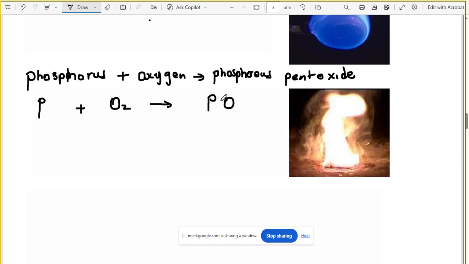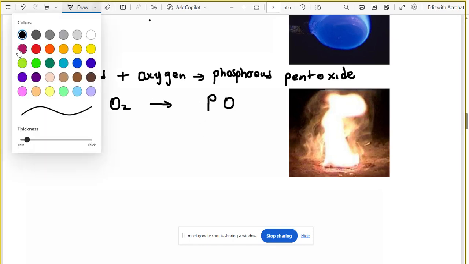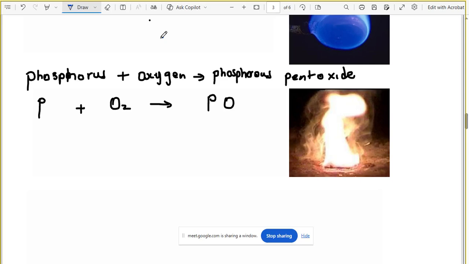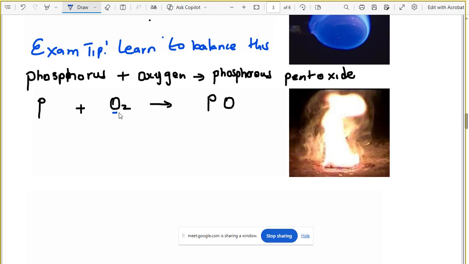PO. But now when I look at the equation, sometimes most times they'll need you to balance it. This is an exam tip: learn to balance this, okay? So if you learn to balance this, look at this. There are 2 oxygen this side, okay? And phosphorus pentoxide, pent, that's 4, okay? So this will be 4. This tells you that there's 4 of them.